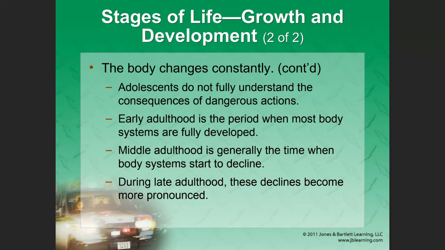In early adulthood, this is a period when most body systems will be fully developed and functional. In middle adulthood is generally the time when body systems start to decline. During late adulthood, these declines become more pronounced.